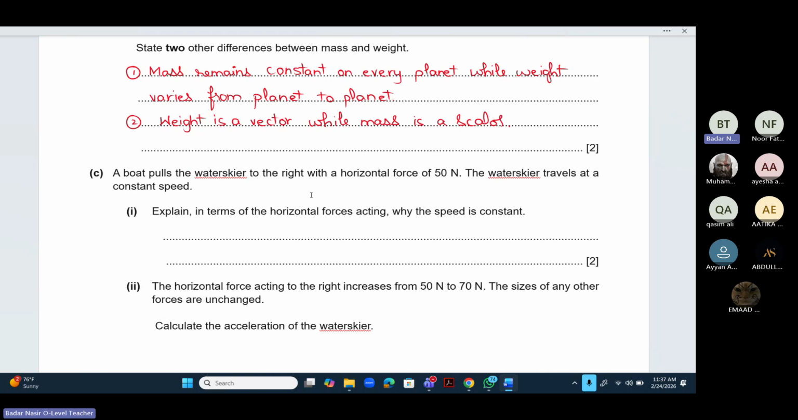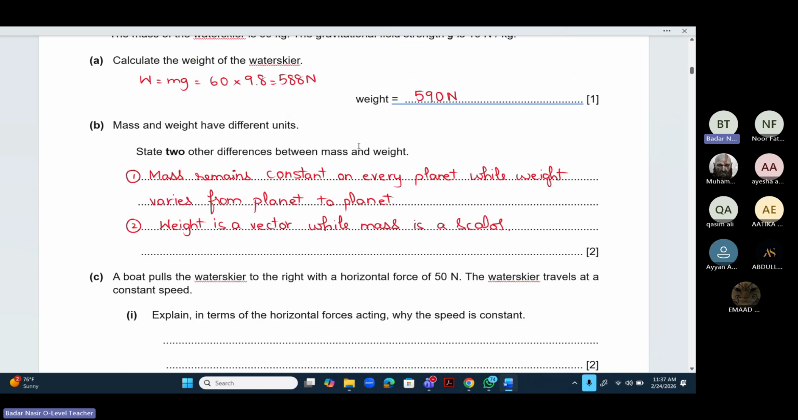So, beta, when the object travels at a constant speed, we know that the resultant force is zero. And why is the resultant force zero? Because the forward and the backward forces are equal. Now in our case, what is the forward force and which one is the backward force?